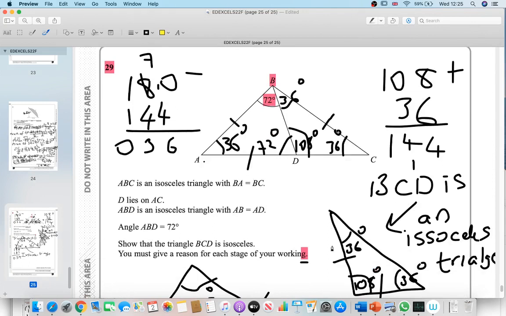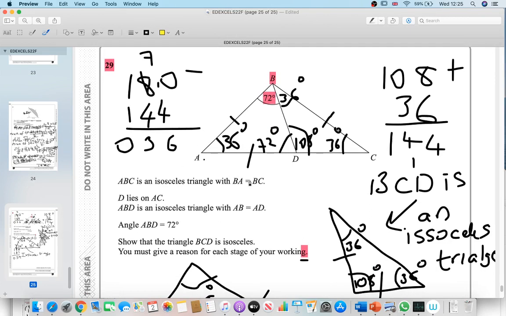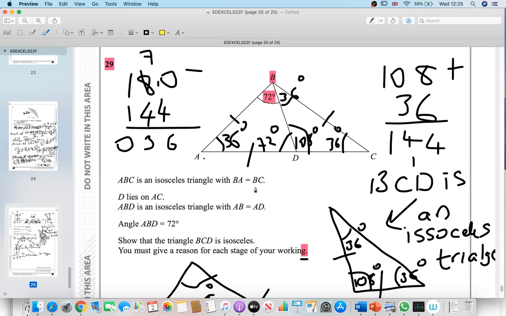Right, guys, question number 29, actually. So last question. I'm not sure why it's red here, so sorry about that, guys. ABC is an isosceles triangle with BA equals BC. D lies on the line AC. ABD is an isosceles triangle with AB equals AD. Angle ABD is 72 degrees. Show that triangle BCD is isosceles. So we've got to show that this triangle here is isosceles.